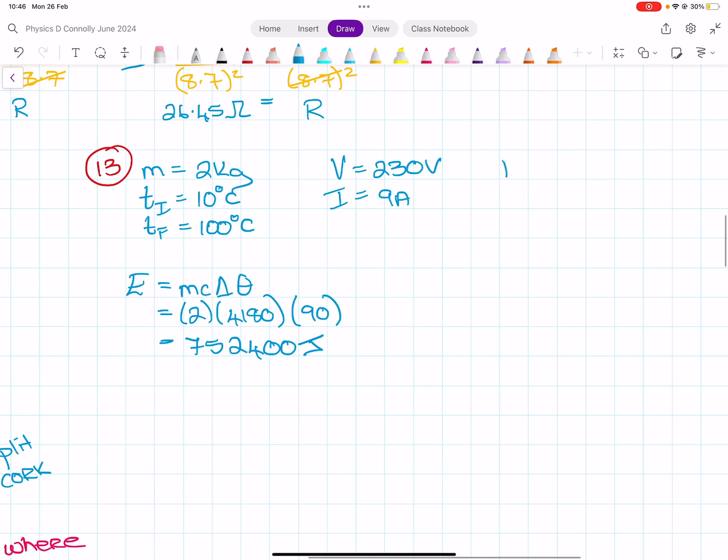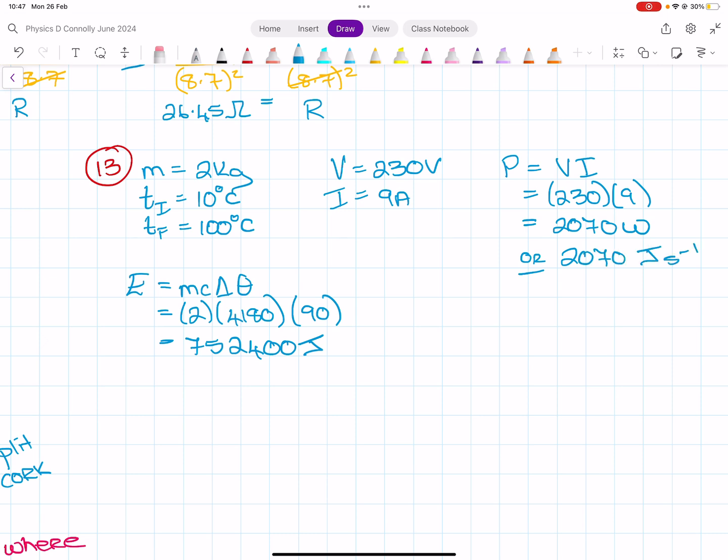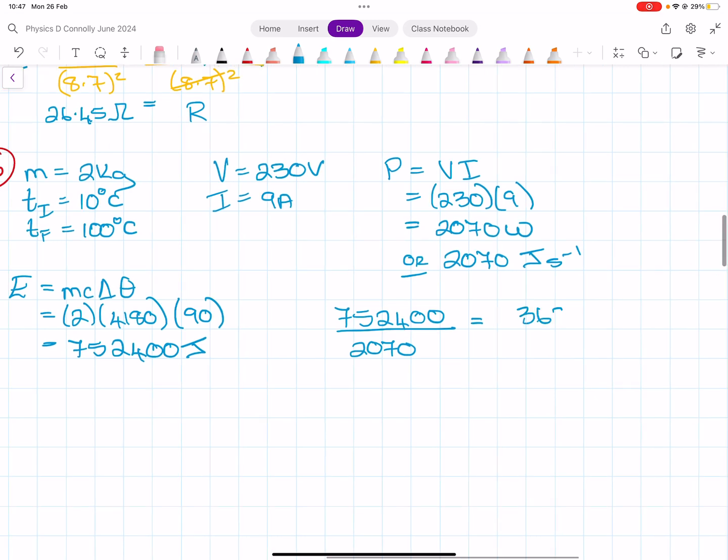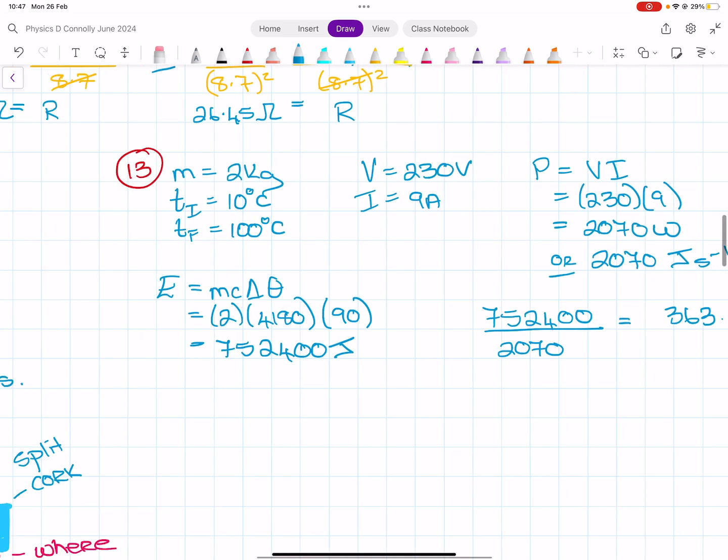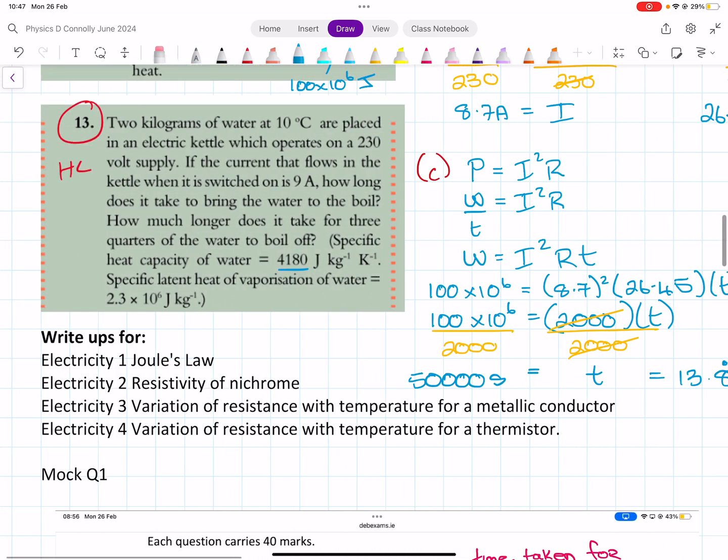Can I get power from here? So P equals VI, which is 230 by 9. So that is 2070 watts or 2070 joules per second. Okay, so if it's 752,400 joules that we need, and this kettle will do 2070 every second, if I just divide them, I get 363.5 seconds it will take to bring the water to the boil.